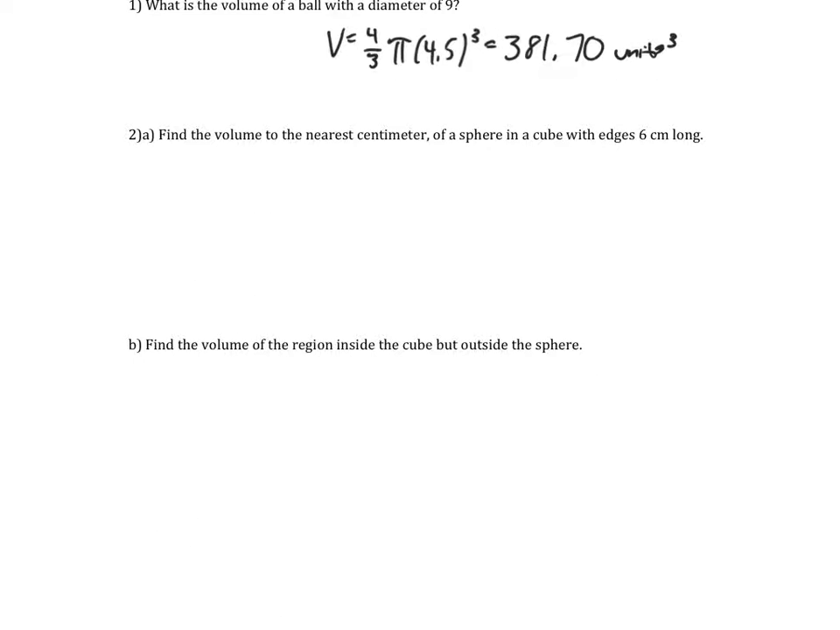So we got 2a, 2b. Find the volume to the nearest centimeter of a sphere in a cube with edges 6 centimeters long. All right, so let's see how good of an artist I am here. So we have a cube 6 centimeters long. So I'm going to draw my best attempt at a cube. Let's see how I do.